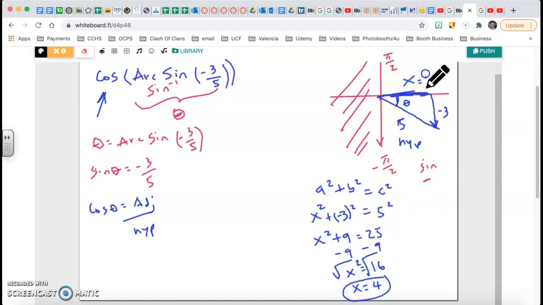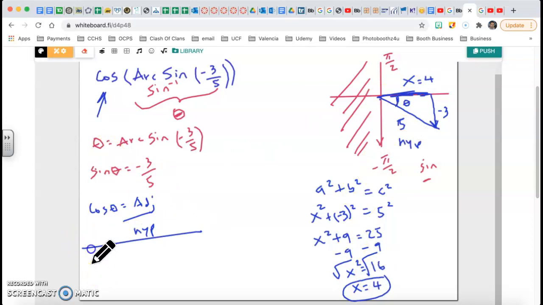Now, x is 4. This is a famous Pythagorean triple: 3, 4, 5. If your two legs are 3 and 4, then your hypotenuse is always 5. Alright, keep that in mind. Once I have that, plug it back in. Now I have my adjacent side. Let's go to my final answer.